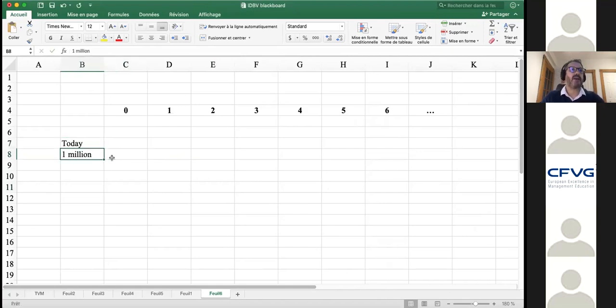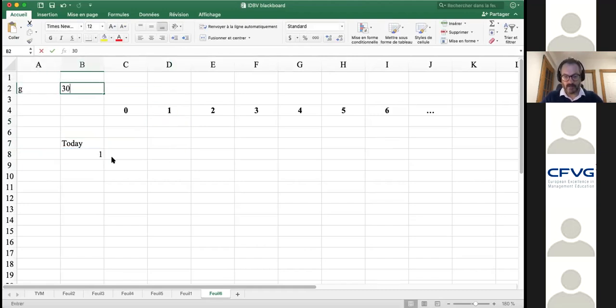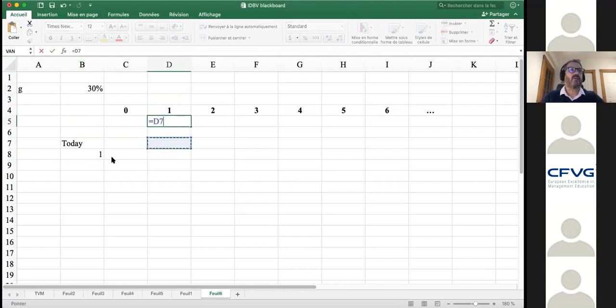So 1 million today. The first thing that we had to understand is that it's going to grow by 30%. Today it's 1 million. So in 1 year, it's going to be 1 million times, sorry, I'm going to put G somewhere. So G is 30%. So in 1 year, the cash flow will be 1 times 1 plus 30%.